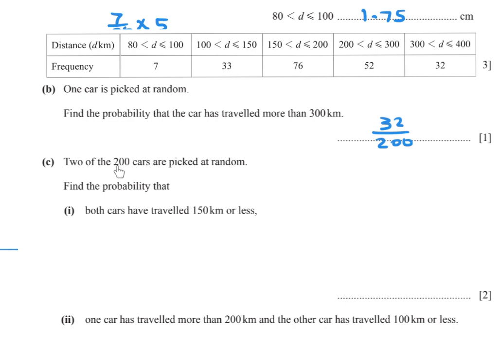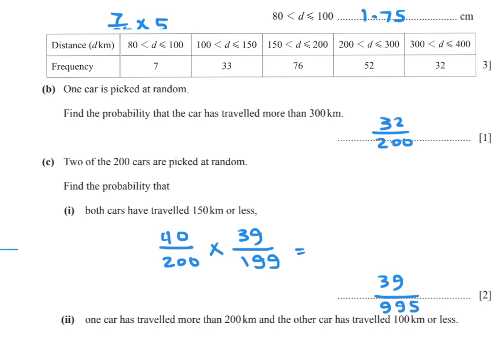C. 2 of the 200 cars are picked at random. Find the probability that both cars have traveled 150 or less. 150 or less, we have 33 plus 7, which is 40 in all. So for the first car, the probability is 40 over 200. For the second car, minus 1, so 39 over 199, which equals 39 over 995 in the simplest form.